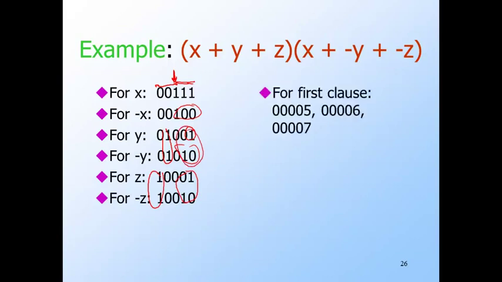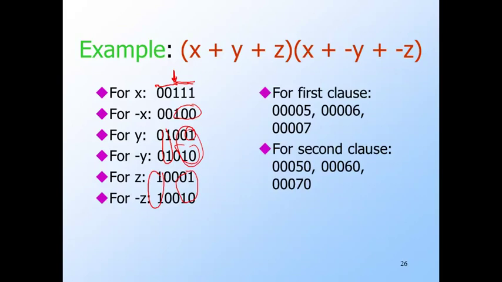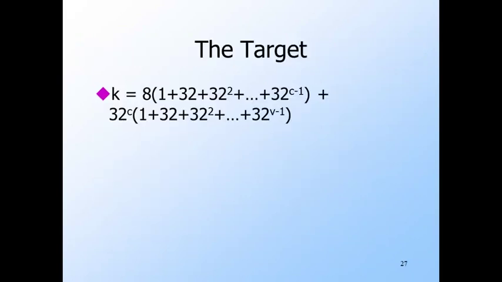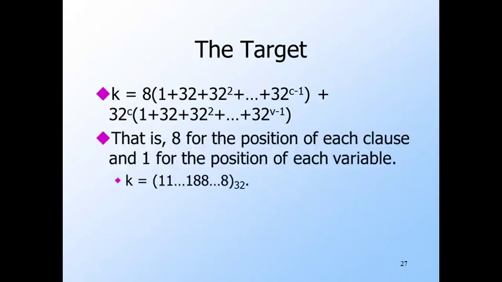Now let's look at the integers for the clauses. For clause 1, we have integers with 5, 6, and 7 in the low order position, and for clause 2, we have the same digits in the second lowest position. We'll pick the target as shown. Note that k in base 32 is v 1s followed by c 8s. Thus it is easy to write down in time proportional to the length of the input to the transducer.